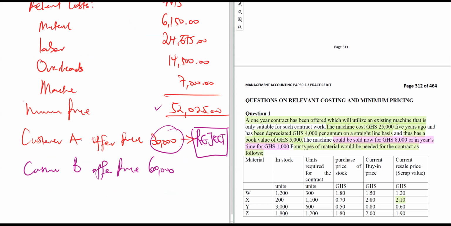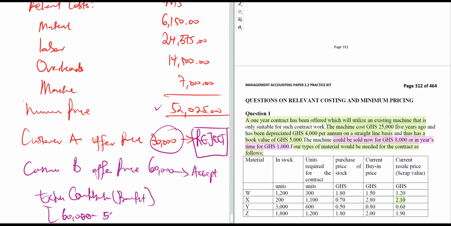Customer B offers 60,000, so we should accept. Why? Because the offer price is higher than the minimum price, resulting in an extra contribution or extra benefit. What's the extra benefit? 7,975, if we accept this order. So we will accept customer B over customer A.